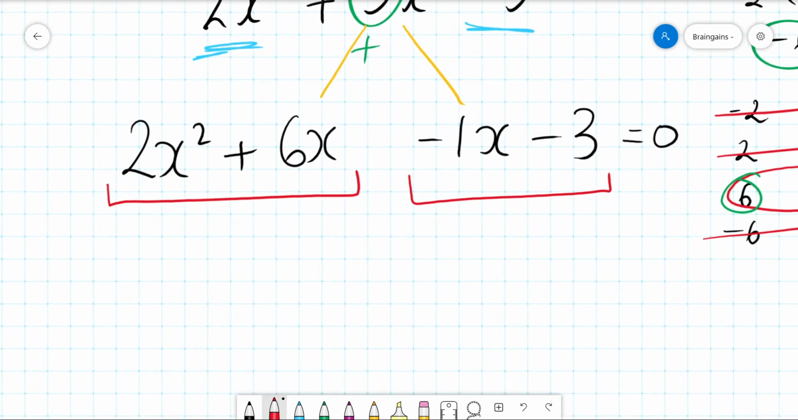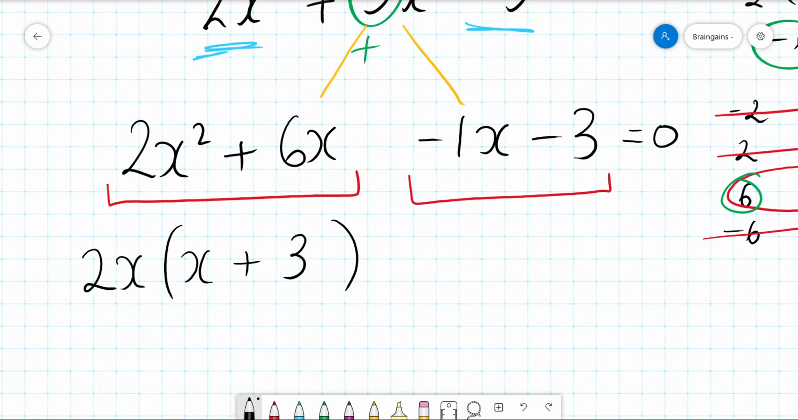So if we look at 2x squared plus 6x, what's common in 2x squared and 6x? Well, we know 2 is common, and so is x. So what is left inside the bracket? We know 2x squared divided by 2x is just x, and 6x divided by 2x is 3. So that's our bracket. Now, for this method of factorizing to work, we need this bracket again on the right-hand side. So we need x plus 3 for this to work.